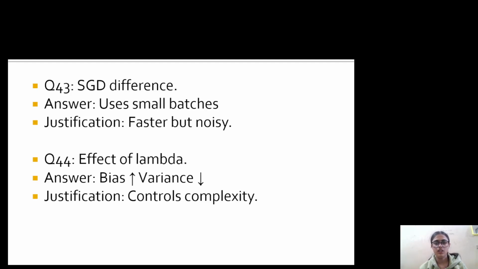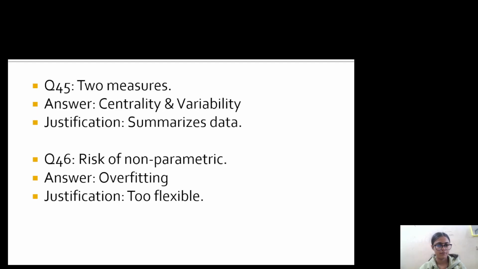Next is SGD difference. How does stochastic gradient descent differ from standard gradient descent? It basically uses small or random batches. Standard gradient descent uses all training data for each update. It is slow, but it is stable. Stochastic gradient descent uses a small sample or a small batch at a time, which is faster but noisier. Because of its speed, SGD is widely used in training neural networks.